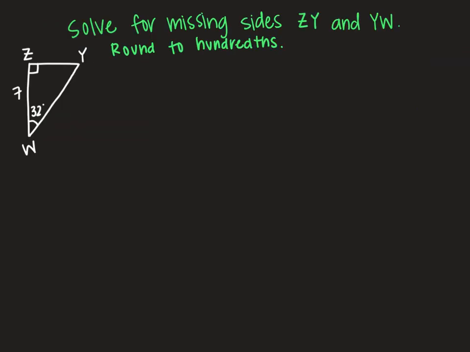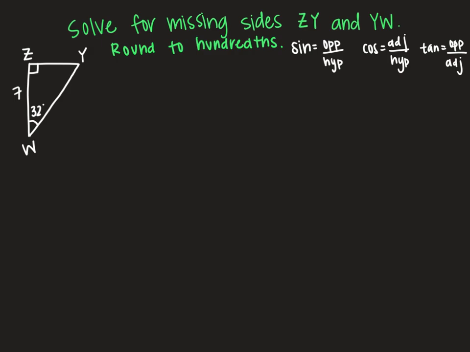Okay, so for this problem, we're going to solve for the missing sides of zy and yw. So first off, I'm just going to put our trig ratios on the side here so we know what they are. So sine is opposite over hypotenuse. Cosine is adjacent over hypotenuse. And then tangent is opposite over adjacent.